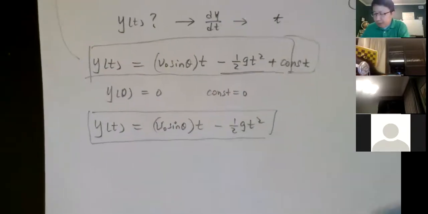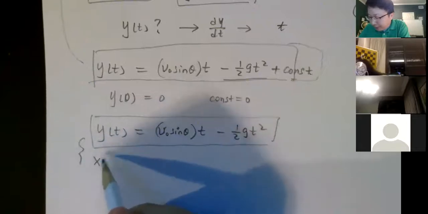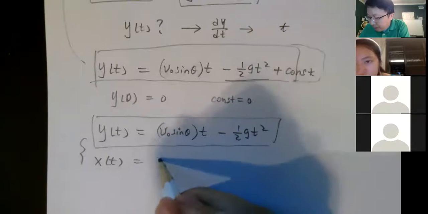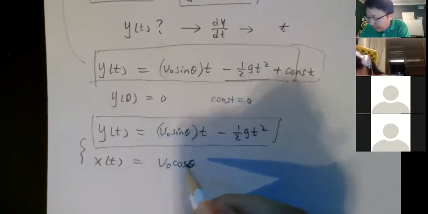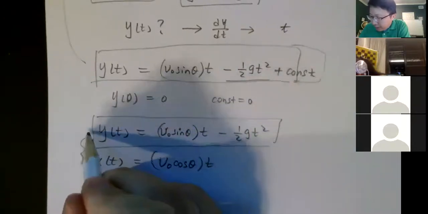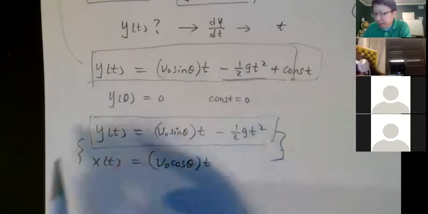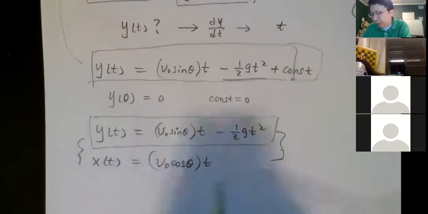Simple? Meanwhile, we already know x is constant-velocity movement, V0 cosine theta times t. So that gives you the location at any time. Got it? The location at any time.